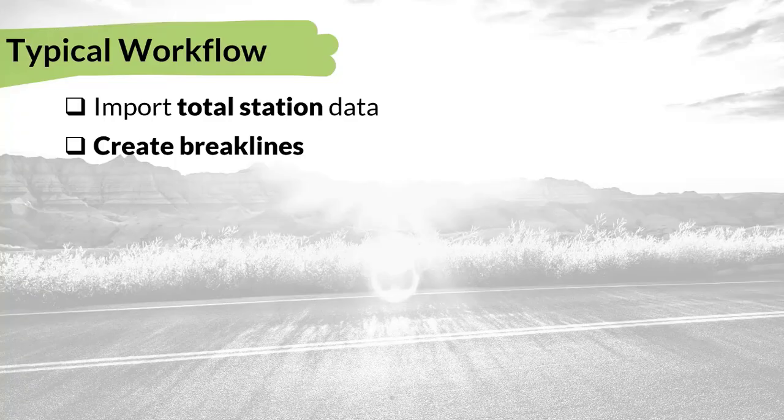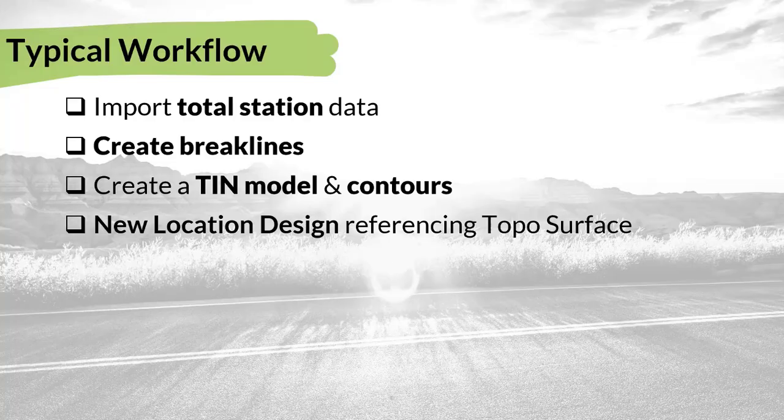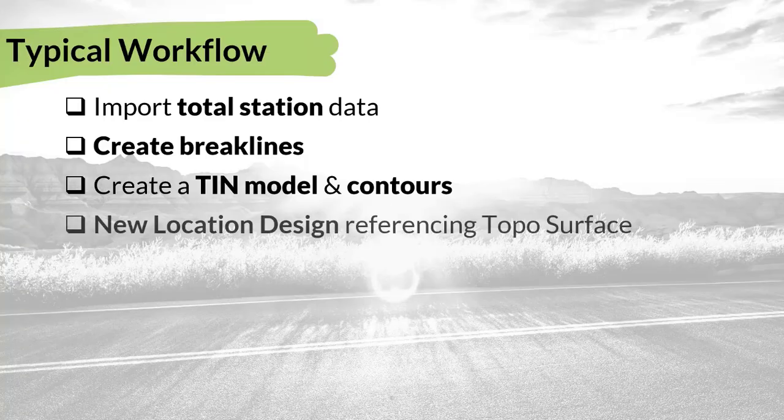Inside of our terrain module, this is where we're bringing this data into, we create some break lines and other linear features are connected and identified. And then from here, we create a TIN model, a triangular irregular network surface representing our original ground. We can also create contours at this stage. We save that file and it becomes a terrain file that we're going to reference in our next phase of the workflow, which is where we create a new location design.